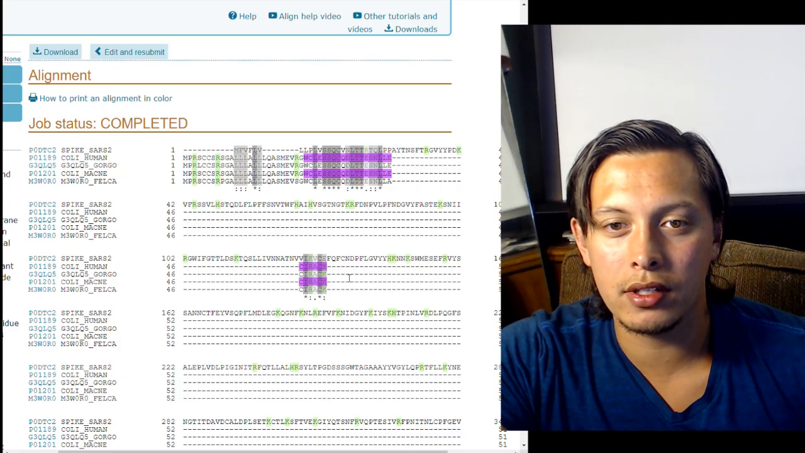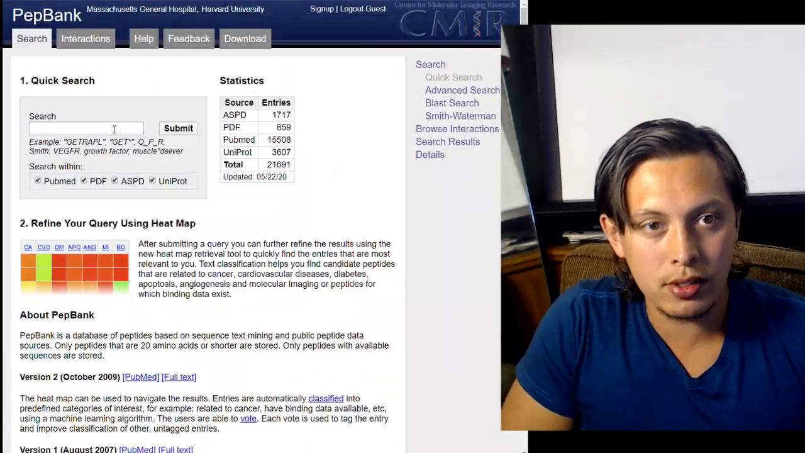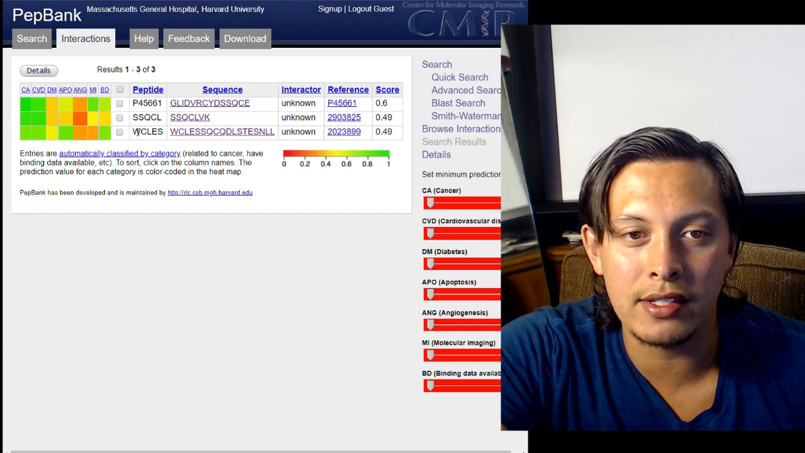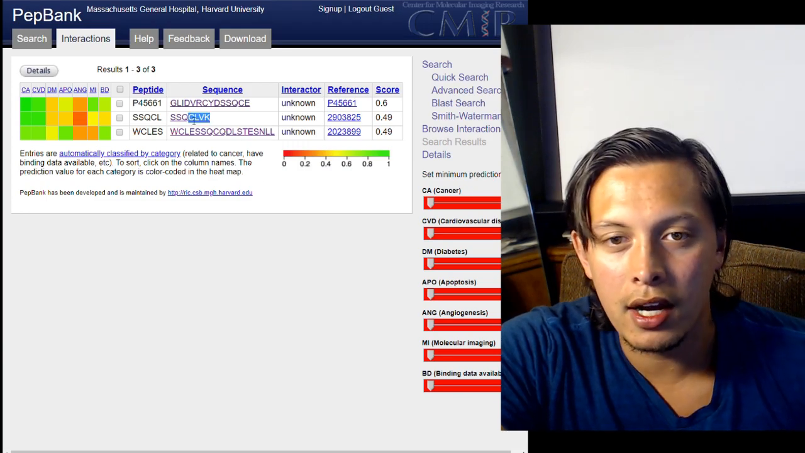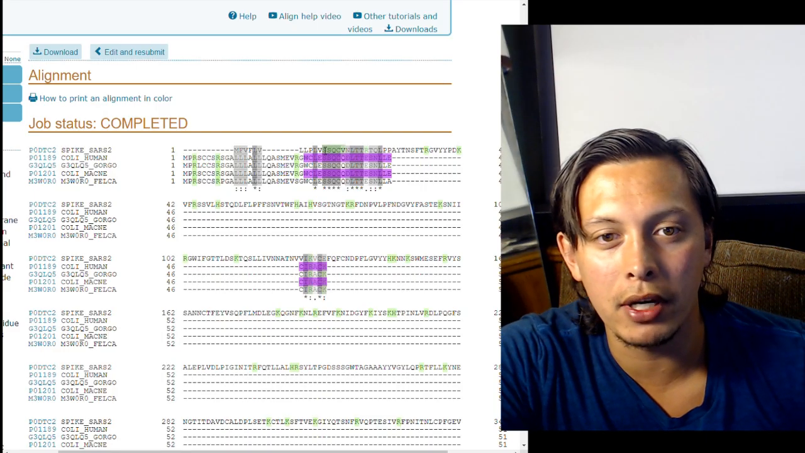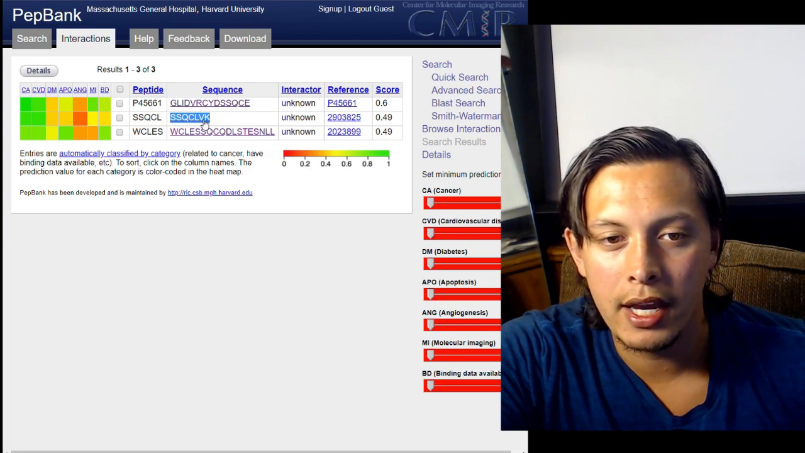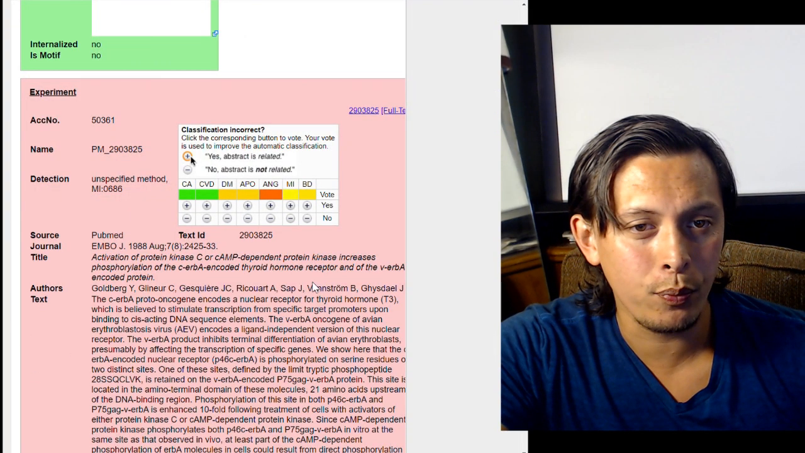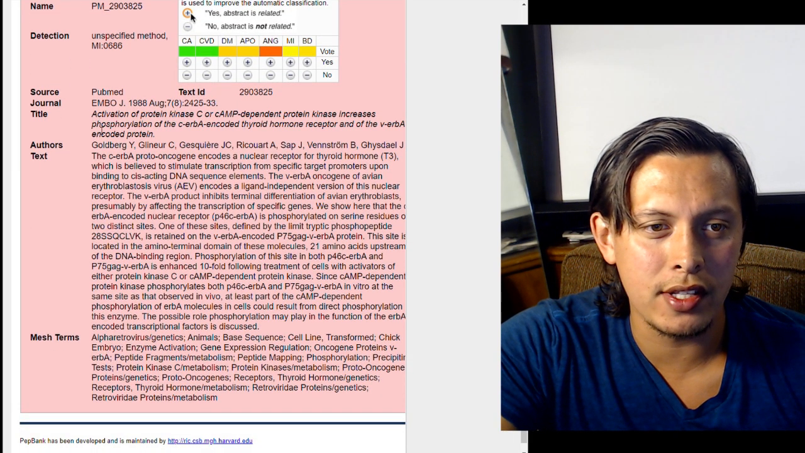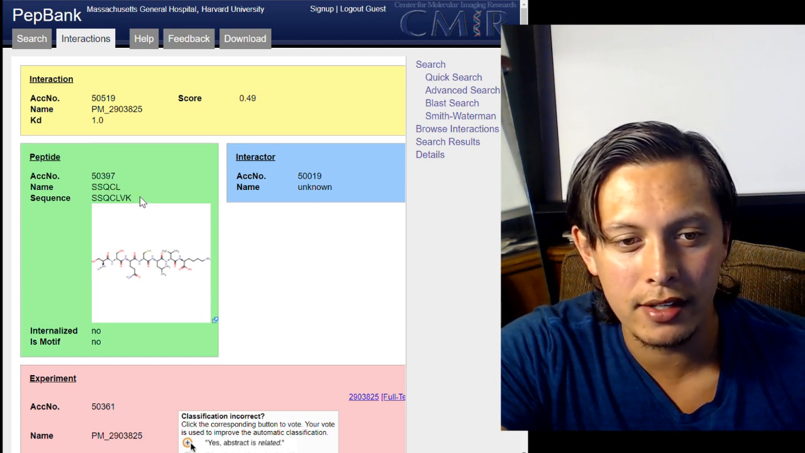So here, I'll give an example, but this is a really long and tedious process. But here we'll do the SSQC. We'll see if there's anything that aligns at all with that. So here we have SSQC, LVK. So it doesn't quite fit or align here, but we'll just do this for our own edification. So here we have activation of, okay, so this is the name of the peptide. This is the full sequence of what this peptide is.